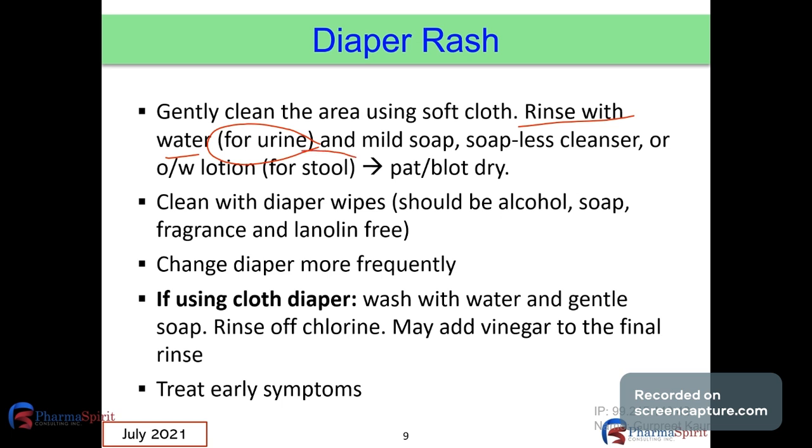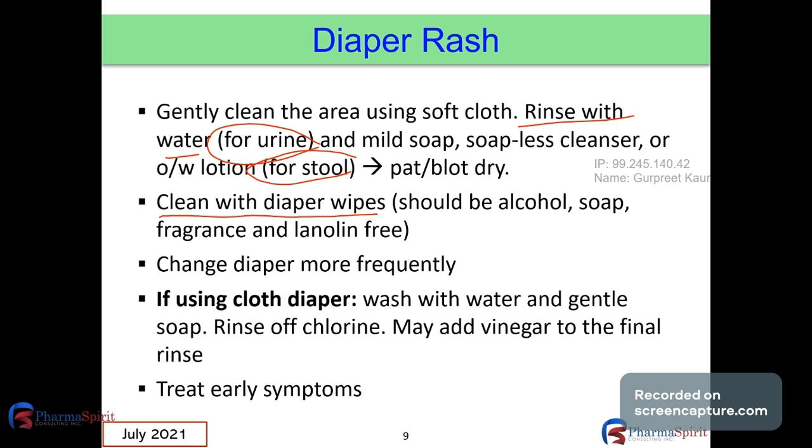If we are cleaning stool, then we need to wash the area. We can wash the area using water and mild soap. We can use soapless cleanser, or we can use oil in water lotion. And after we wash the area, either rinsing for the urine or washing for the stool, we can pat or blot dry.